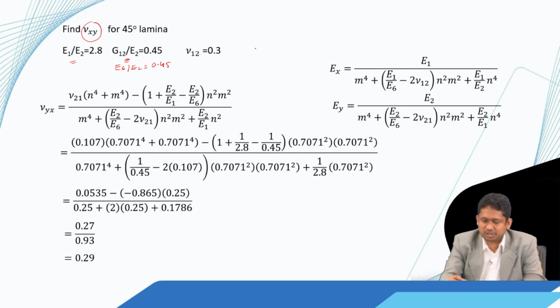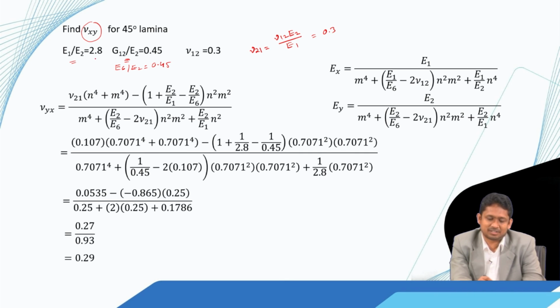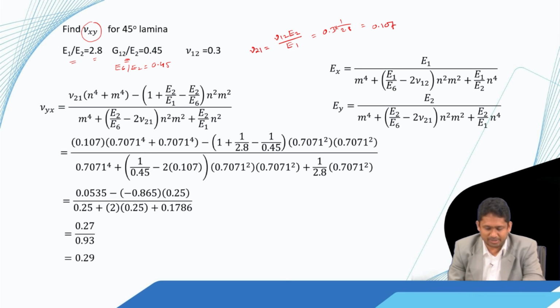First, we have to find nu 2 1. Nu 2 1 is equal to nu 1 2 multiplied by E 2 by E 1. Nu 1 2 is given to us as 0.3, and E 2 by E 1 is just the reciprocal, 1 by 2.8. So, multiplied by 1 by 2.8, the value that we get for this is 0.107. Now, with these values we can find nu y x first.